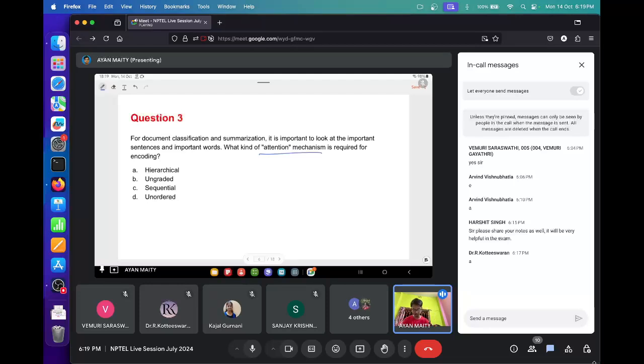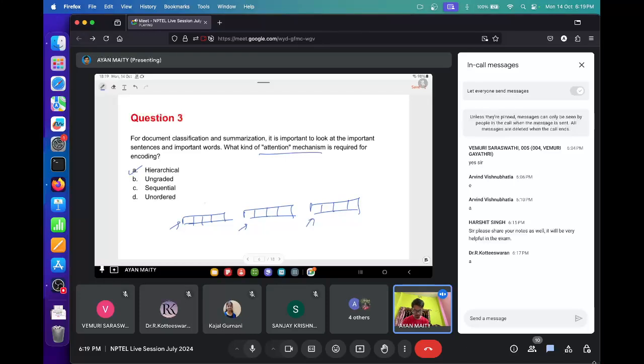So the correct answer here is hierarchical attention is required for document classification or document summarization. The reason for this is that a document can be thought of as a sequence of sentences. A sentence is a sequence of words, but a document is a sequence of sentences. So for example, this is one sentence, this is another sentence, this is a third sentence. Within each sentence you will have several words in some order, so each sentence is also a sequence of words.